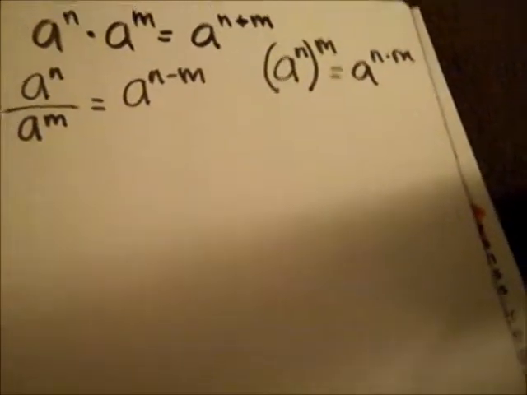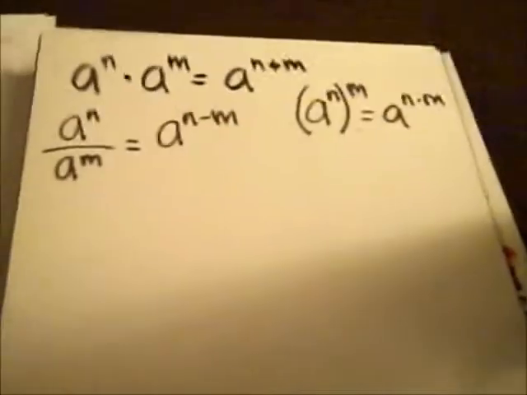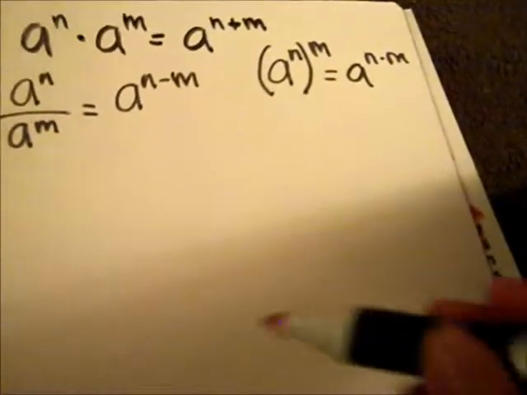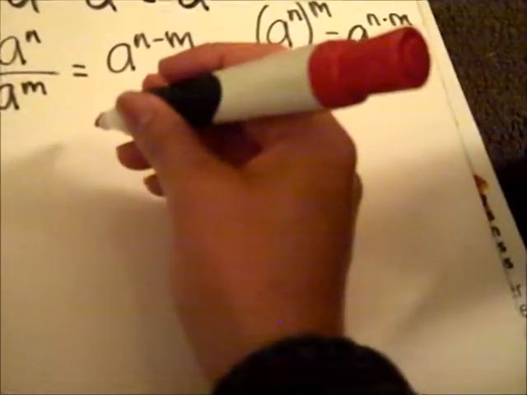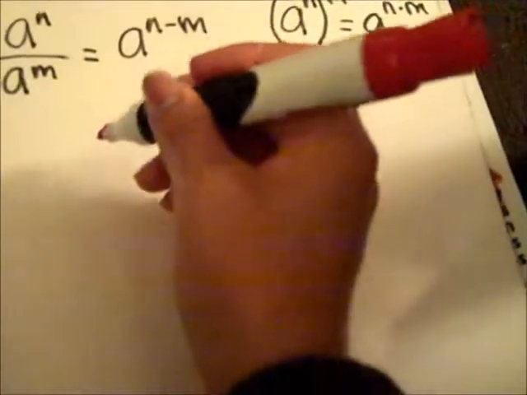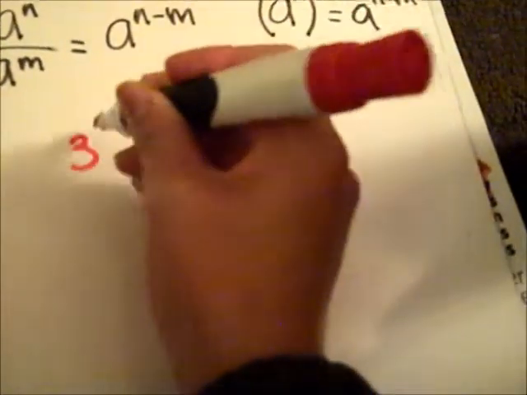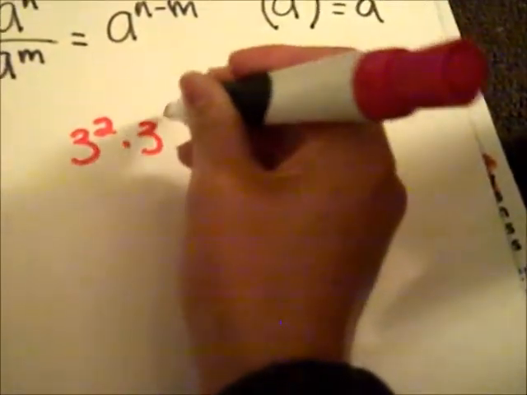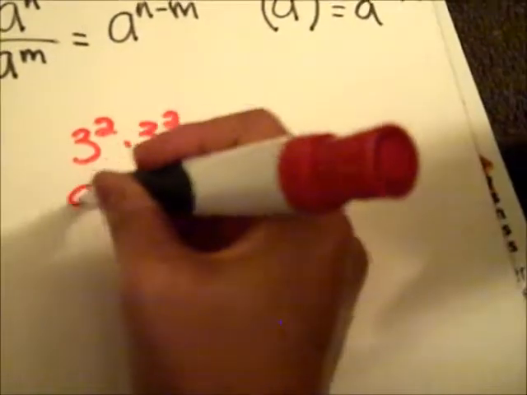Okay, so right here we're going to remember all the rules for exponents, and here they are, they're all written down. So let's do some examples. Let's do if we have the same base and we're multiplying these exponents, or we're multiplying the powers.